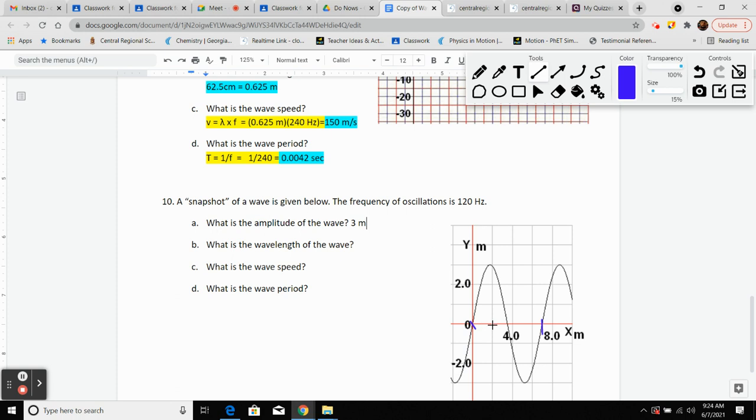If you notice, the x-axis is going up by 2. So this right here would be 2, this is 4, this is 6, and this is 8. And it's right in the middle of 6 and 8. So we would say 7 meters.